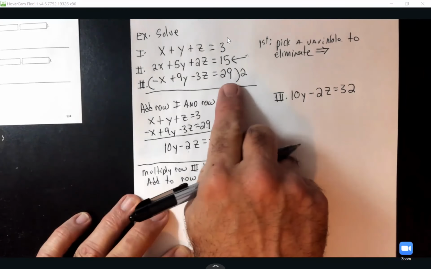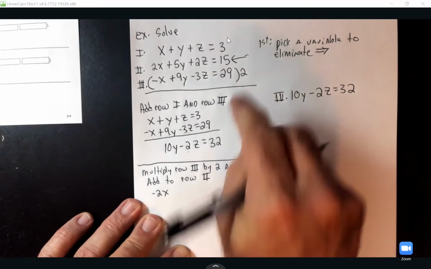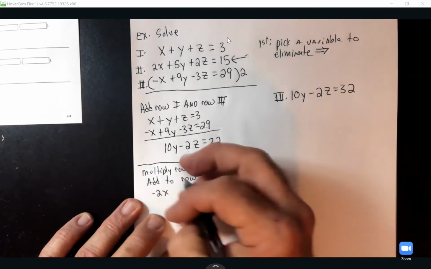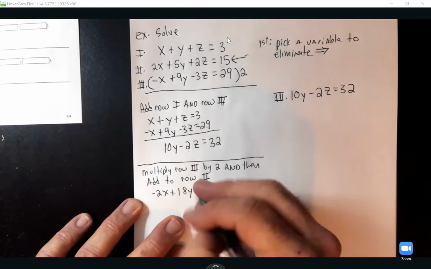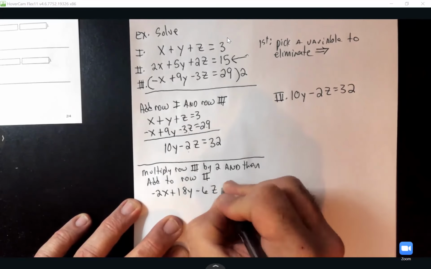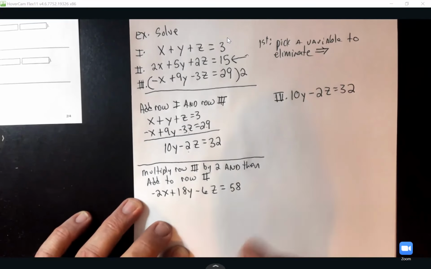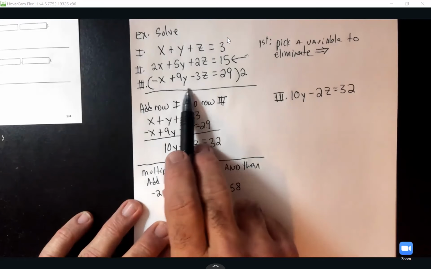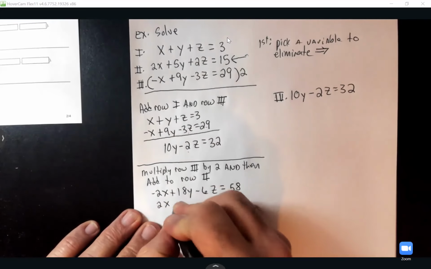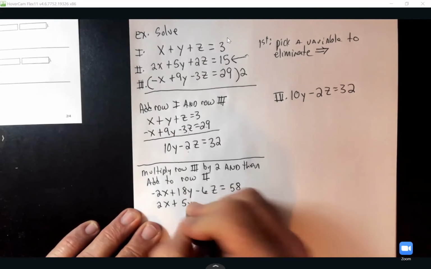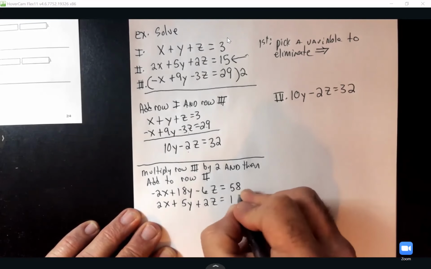So multiplying row 3 by 2, 2 times -1 gives you a -2x. 2 times 9 will give you 18y. 2 times -3 gives you -6z. And then 2 times 29 gives you 58. That was row 3 getting multiplied by 2. Add that to row 2 now, which was 2x plus 5y plus 2z equals 15.